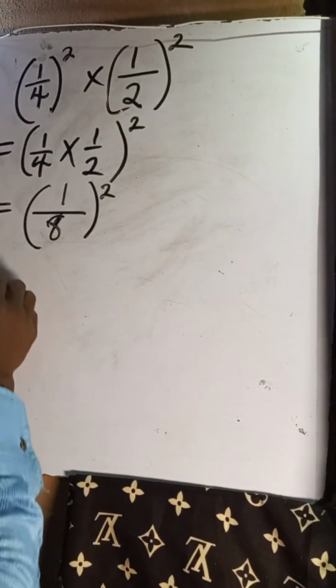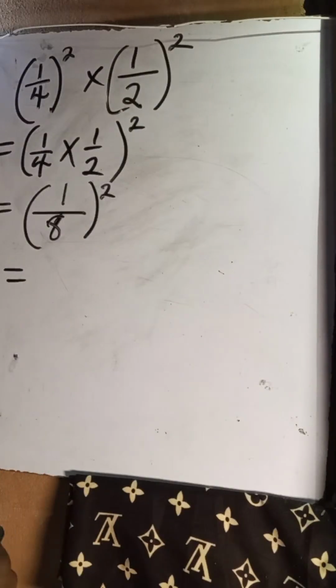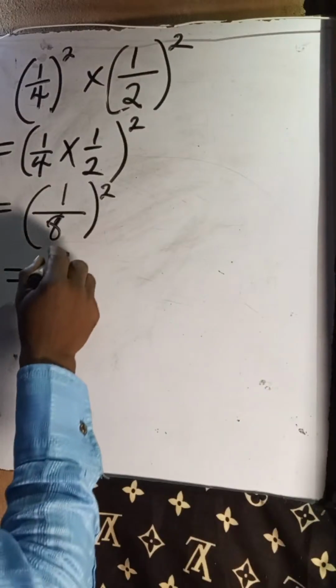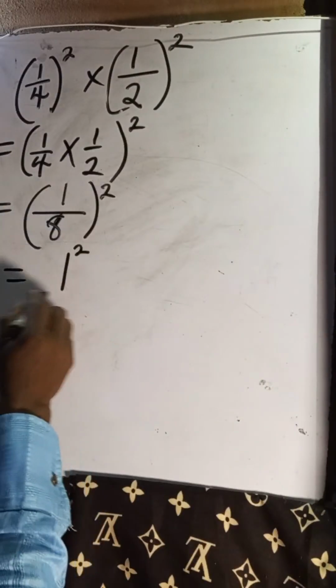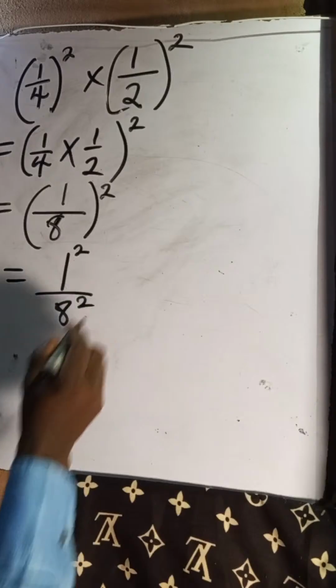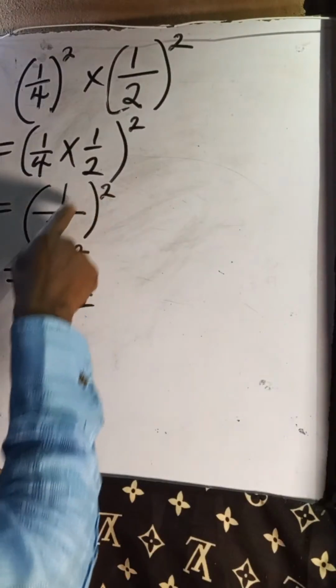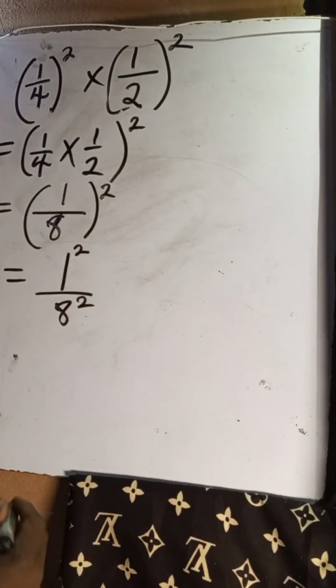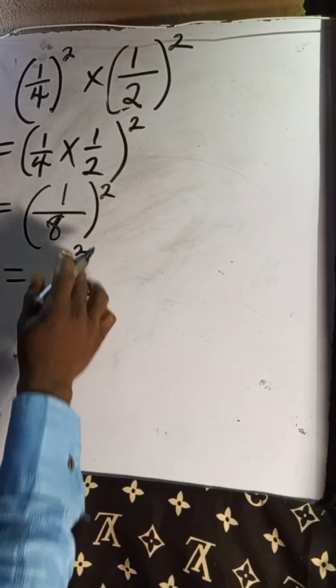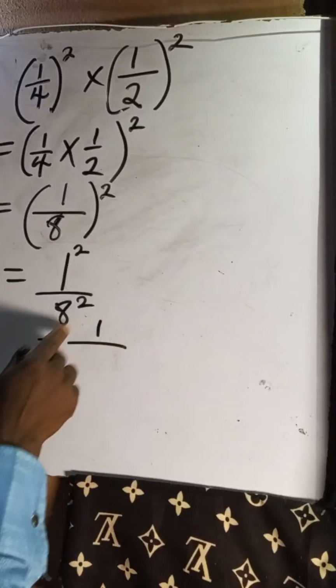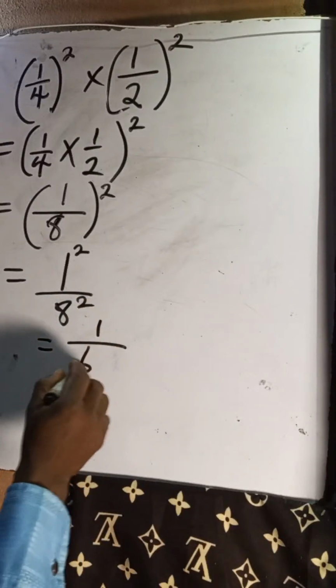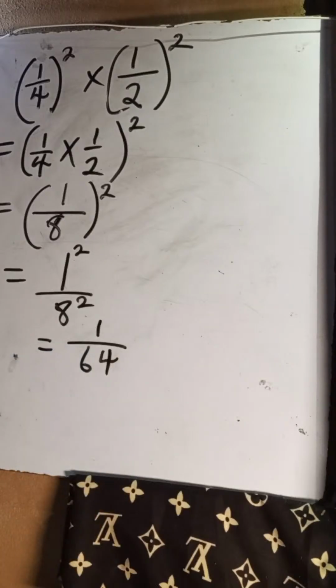Then we can go ahead and do what? Yes, we have our 1 square. So this is 1 raised power 2 divided by 8 raised power 2, because the exponent affects both. And that gives us 1 square is 1. Then 8 square is 64. That's 8 times 8, that is 64. This is very simple, right? So these are the ways you can solve it.